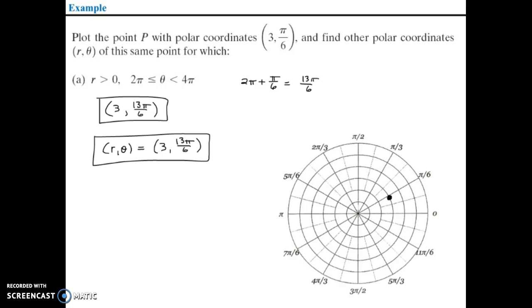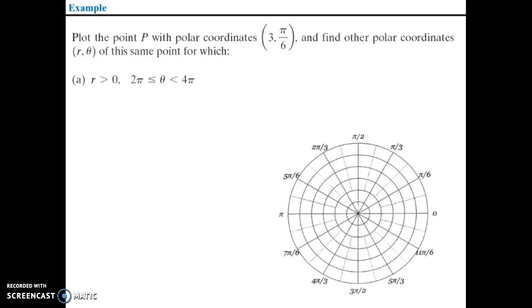Okay, let's do the same thing, but with a different condition. Same point, but now it says that my r value has to be negative, and the theta value can actually just still be between 0 and 2pi. So first of all I'm going to plot that point again so I can visualize what's happening. I'm going to go out to pi/6, then radiate out 3. I get that point. But now I need to get to that exact same point using a negative radius. Well, here's how I'm going to do that.